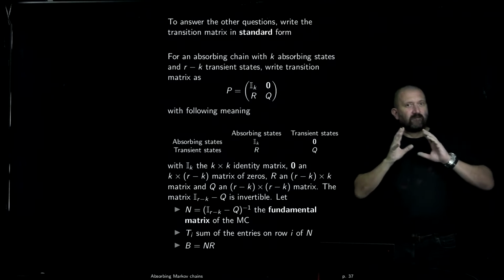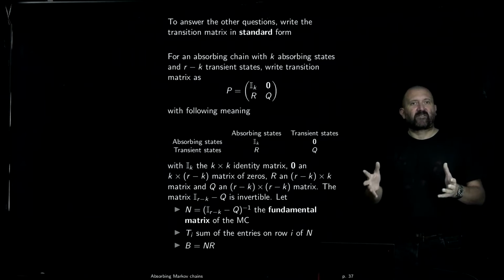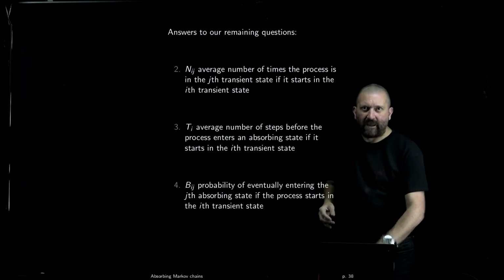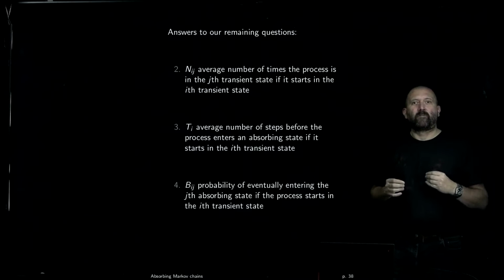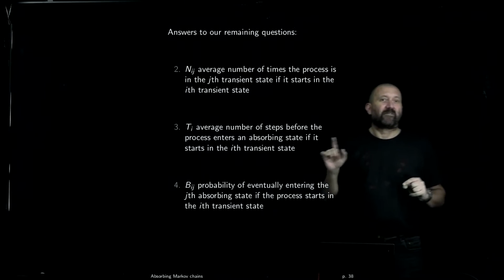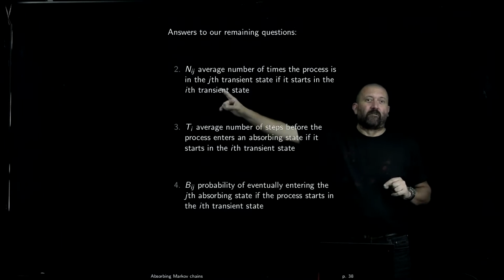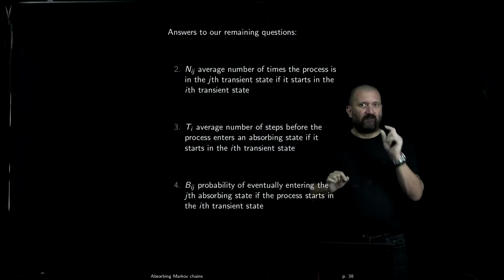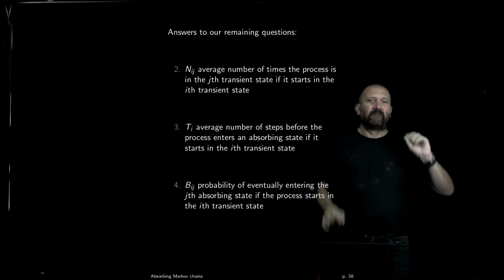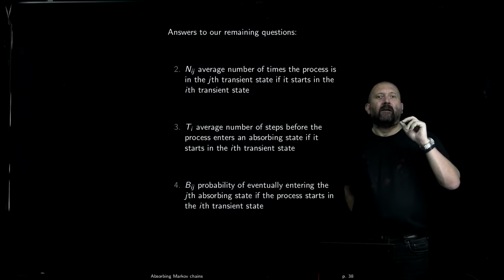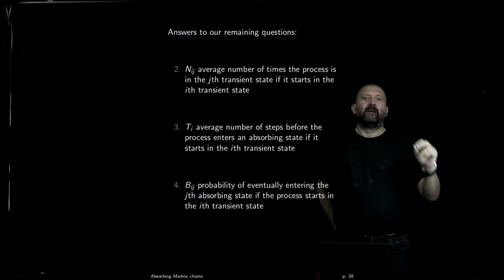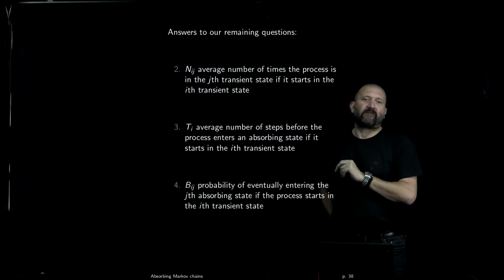Okay, so once you have your matrix in standard form, you can go ahead and compute these things. And the reason why you compute these things is as follows. They answer the questions we had. So from the fundamental matrix, the ij entry in your fundamental matrix is going to be the average number of times the process is in the jth transient state if it starts in the ith transient state.